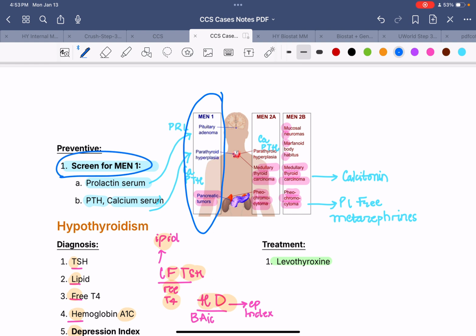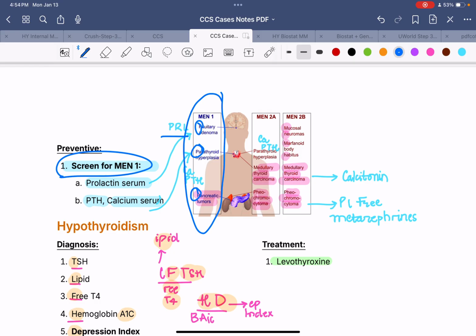You can remember it by means of 3 P's, going from the head to the neck and then to the abdomen. So in the head there is pituitary adenoma, which you can screen with prolactin levels, because the most common secretion of the pituitary adenoma is actually prolactin. So you can screen with prolactin.